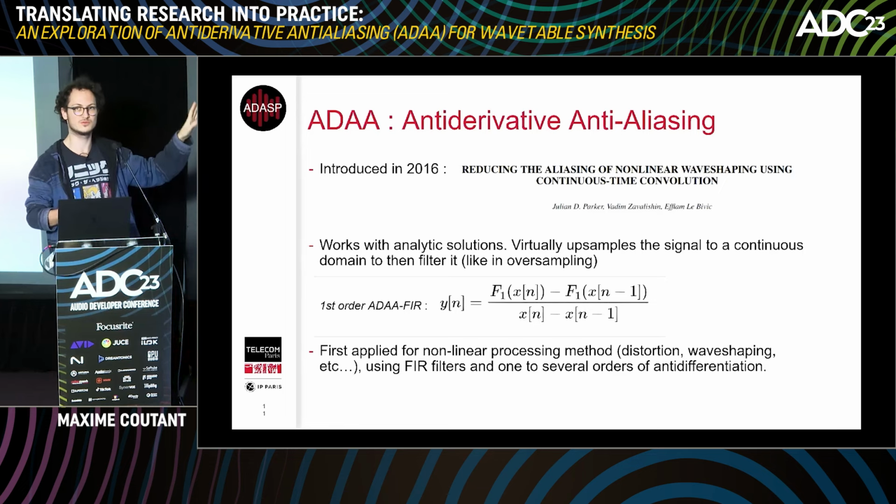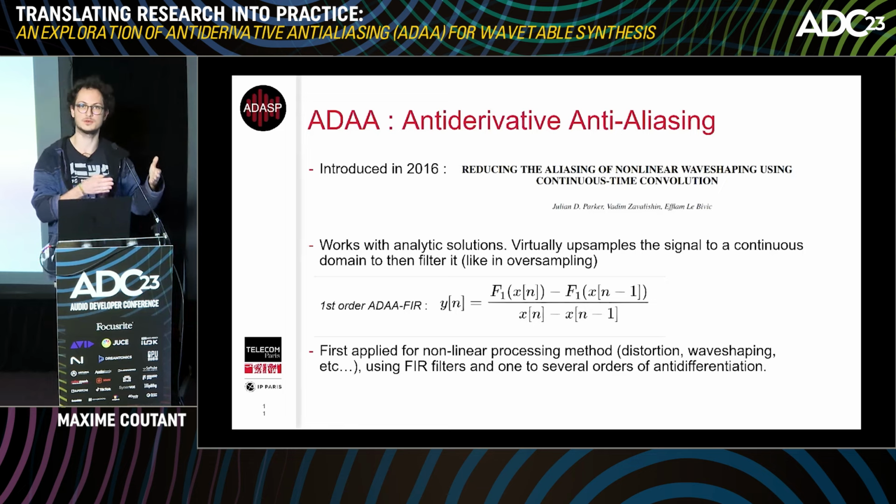So here is a quick formula. You don't have to understand it. Simply, this is usually how you will represent first order, in the meaning that you anti-differentiate only once. And this is also first order antiderivative anti-aliasing, and the big F is the first antiderivative of your function f that you're trying to anti-alias.